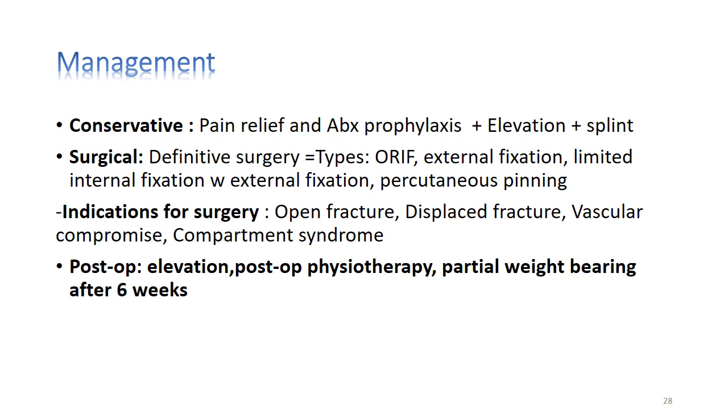And then for the surgical, we can do the definitive surgery. There are some types of definitive surgery, which are open reduction and internal fixation, external fixation, limited internal fixation with external fixation, and the last one is percutaneous pinning. The indications to do the surgery consist of when the patient has an open fracture, displaced fracture, vascular compromise, and the last one is compartment syndrome.